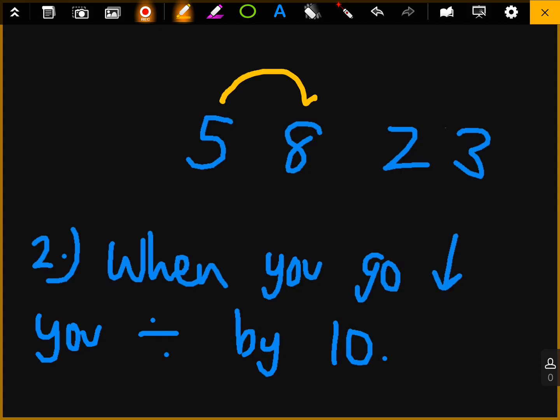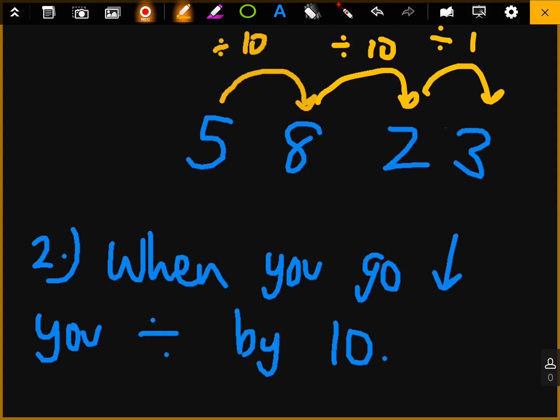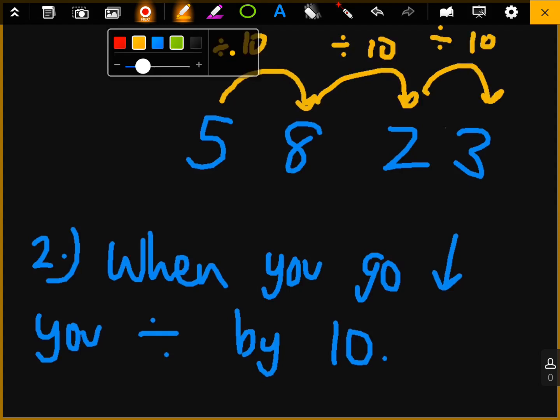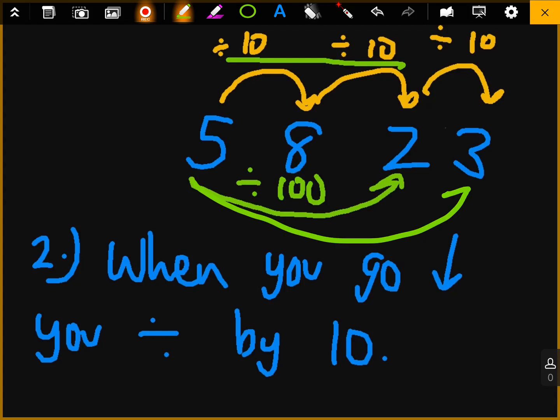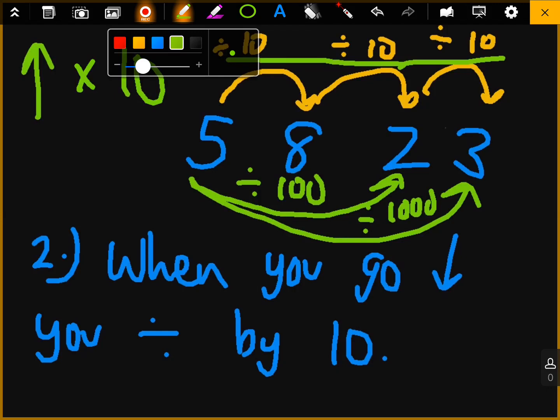So if I'm going from the thousandths to the hundredths, I'm dividing by 10. Furthermore, if I'm going from the hundredths to the tenths, I'm dividing by 10. If I'm going from the tenths to the ones, dividing by 10. Now, if I'm going from the thousandths to the tenths, well, I've got to divide by 100 because 10 times 10, once again. And if I'm going here, I'm going to divide by 1,000 because 10 times 10 times 10. So whether you're going up or down, it's going to be in tens.